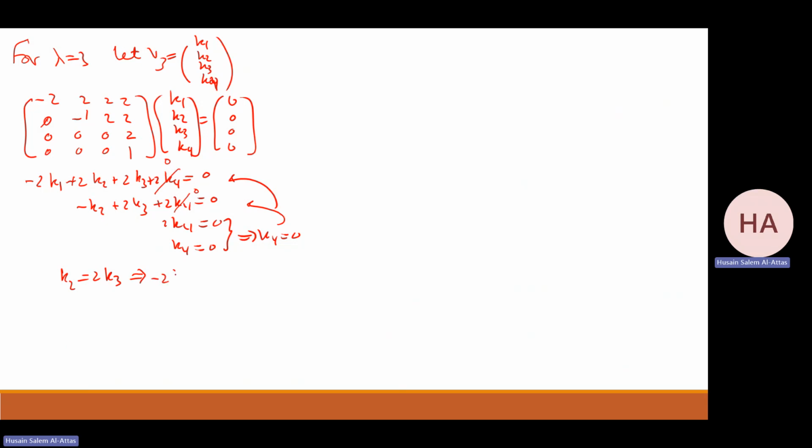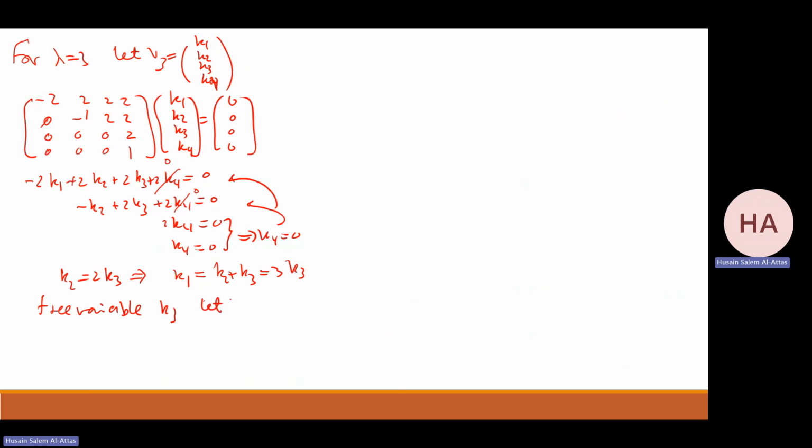Plug that in the first one. So I have minus 2k1. Let me divide by 2. Let me do it in 2 steps. Minus 2k1 is equal, or let me say plus 2k1. Take it to the other side. So I have k1 equal k2 plus k3. And k2 is 2k3, so it will be 3k3. Yeah. So k3 is free variable. My free variable will be k3.